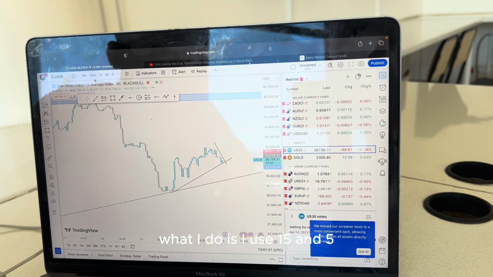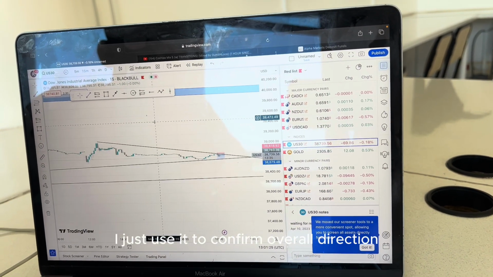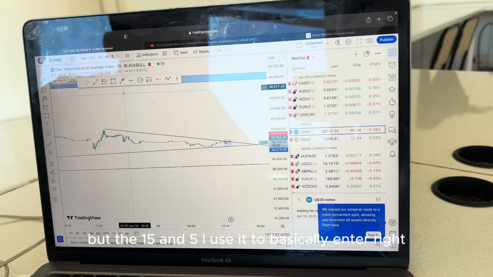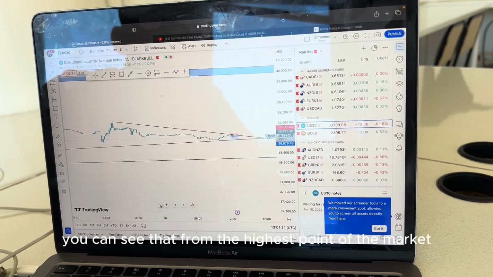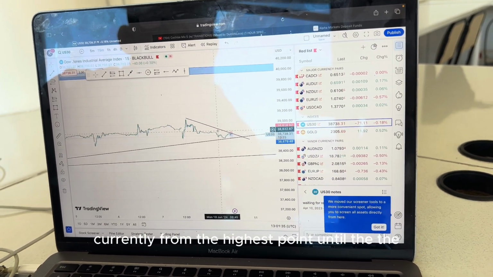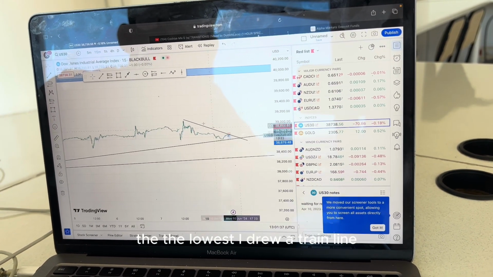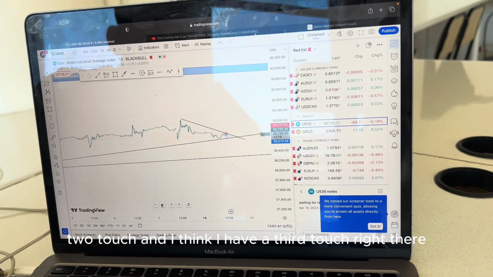What I do is I use 15 and 5. So the daily time frame I just use to confirm overall direction, but the 15 and 5 I use to enter, right? So on the 15 you can see that from the highest point of the market, which is here currently, until the lowest, I drew a trend line. So I have 1 touch, 2 touches, and I think I have a third touch right there.